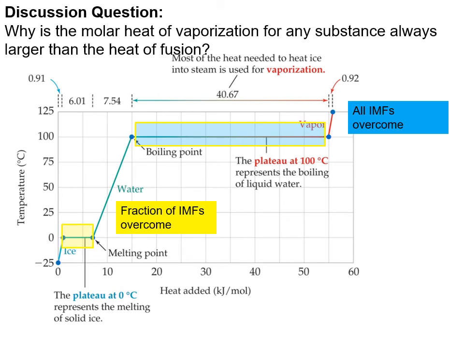So here's a graph of water's melting, and we have the actual values here. Notice that it only requires roughly 6 kilojoules per mole to melt a mole of ice, but it requires 40.7 kilojoules per mole to completely vaporize a mole of ice. So the big difference here is during melting, only a fraction of the IMFs are overcome, but during boiling, all of the IMFs are overcome.